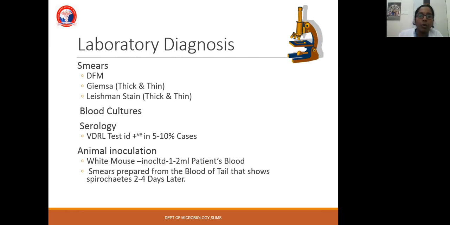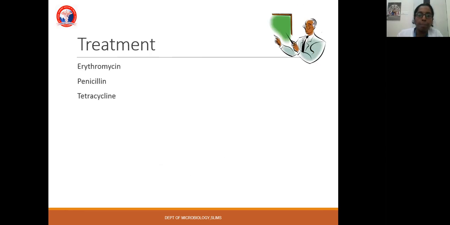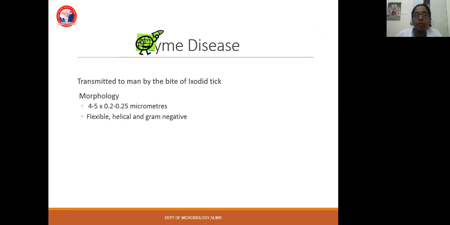So what are the lab diagnoses? What do we do? You can do direct dark field microscopy. Giemsa stain, thick and thin film, then Leishman stain. Blood cultures can also be done. Serologically, the VDRL test can be done. Animal inoculation was used earlier. Treatment is by erythromycin, penicillin, and tetracycline.